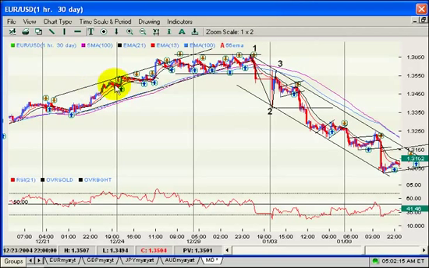So as it breaks the little bull flag trend line, and you have a signal, you have a perfect position for a trade. So this would be a trade, this would be a trade, this would be a trade, and this would be a trade. The market begins to turn at this point here.